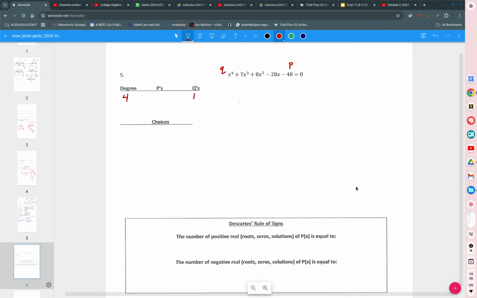The p's are factors of 48. We got 1, 2, 3, what else? 4, 6, 8, 12, 16, 24, and 48.